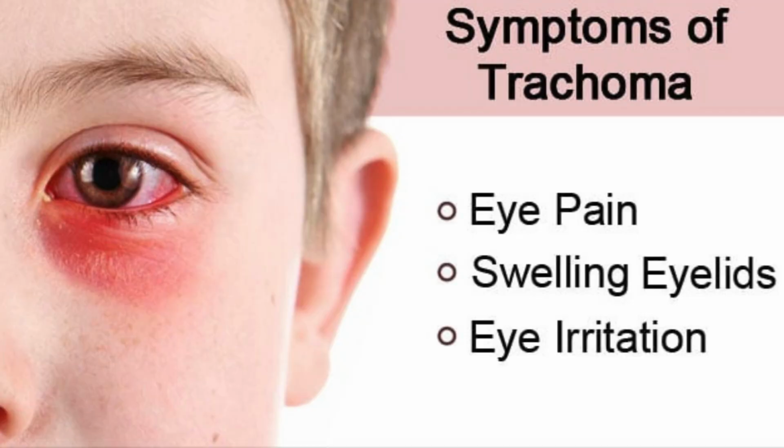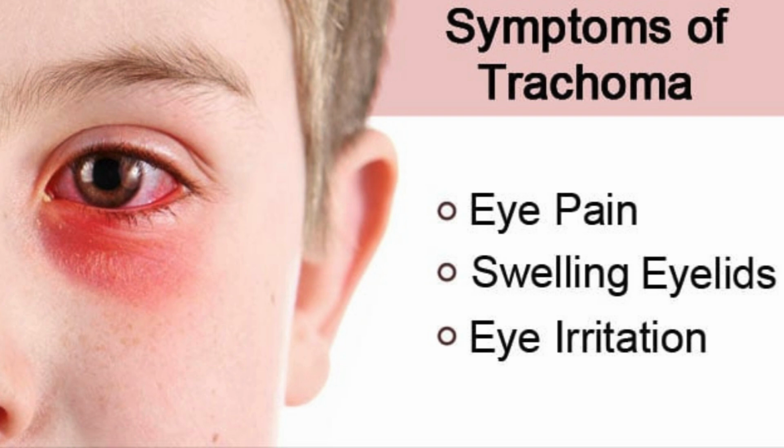Moving on to trachoma, a leading cause of preventable blindness. It's caused by a bacterial infection spread through eye secretions and poor hygiene practices. Prevention includes promoting facial cleanliness and improving hygiene practices alongside antibiotic treatment. Antibiotics like azithromycin or tetracycline are used for treatment, with surgical intervention in severe cases.